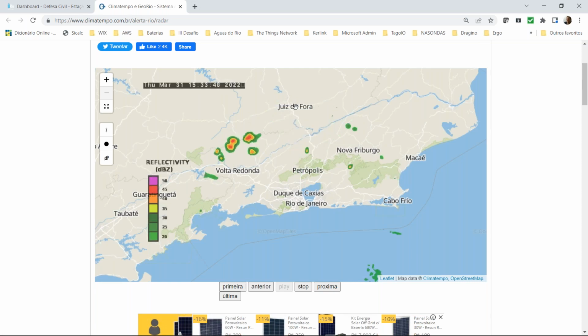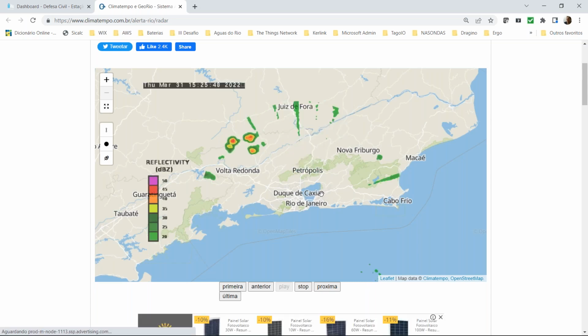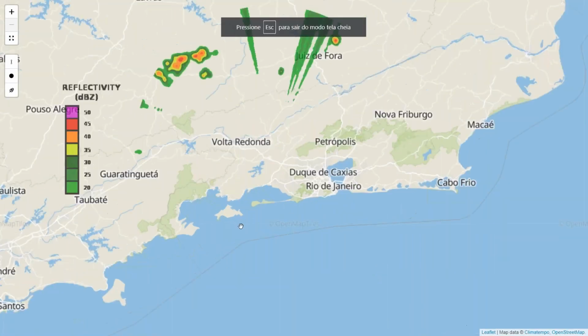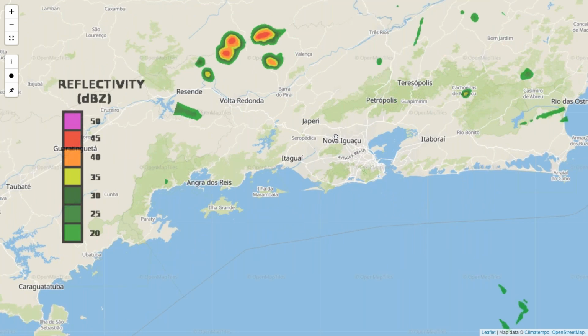But this is another state. This is Minas Gerais. But you have a cloud from Minas Gerais until Rio, near Rio de Janeiro city. Now they are reaching Duque de Caxias. But is this a problem or not? Okay, let's see in the weather station if this picture that we are seeing is a problem for Rio. Maybe or maybe not. Let's see.